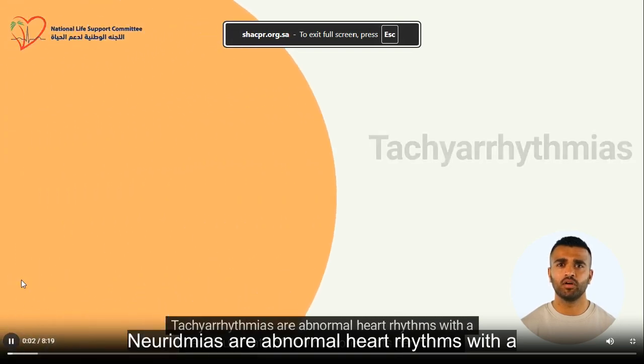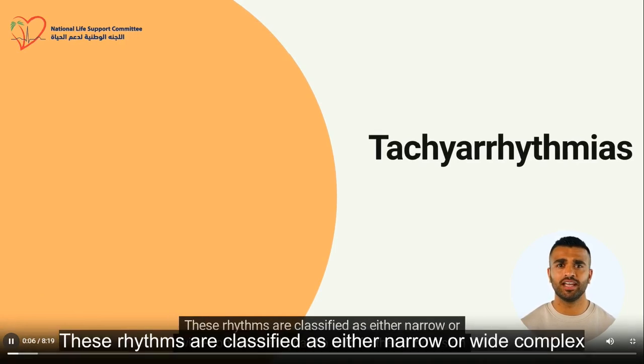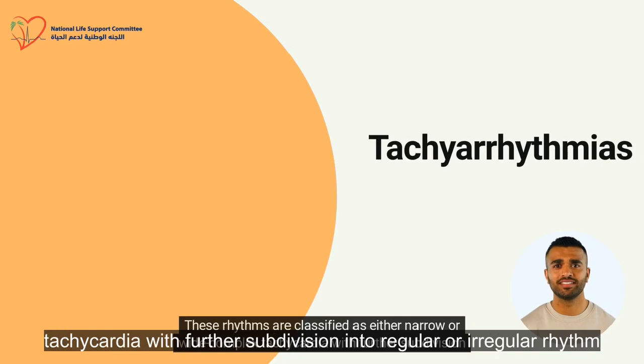Tachyarrhythmias are abnormal heart rhythms with a ventricular rate of 100 or more beats per minute. These rhythms are classified as either narrow or wide complex tachycardia with further subdivision into regular or irregular rhythm.